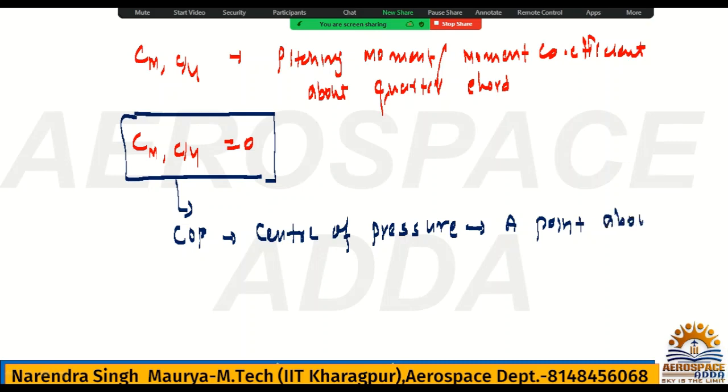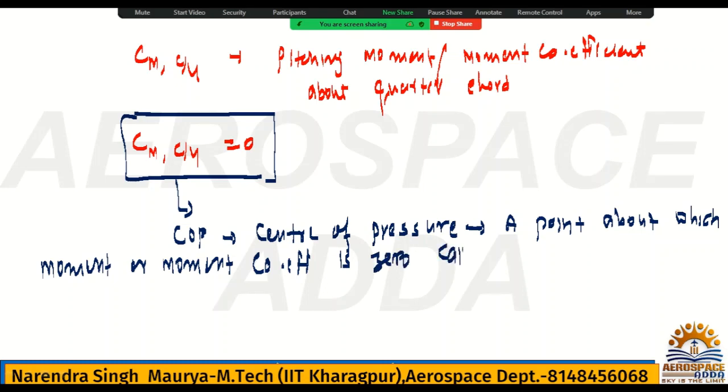Here, this definition you remember in the stability class. I will derive that formula also, center of pressure and all, aerodynamic center. A point about which moment or moment coefficient is 0 is called COP, center of pressure. Okay, so center of pressure at the quarter chord point.